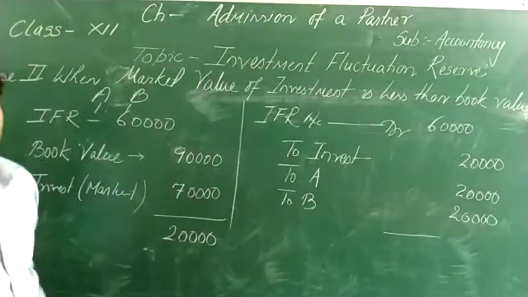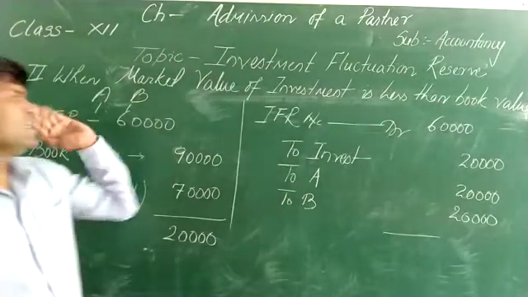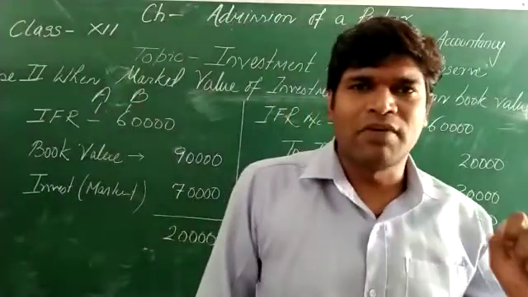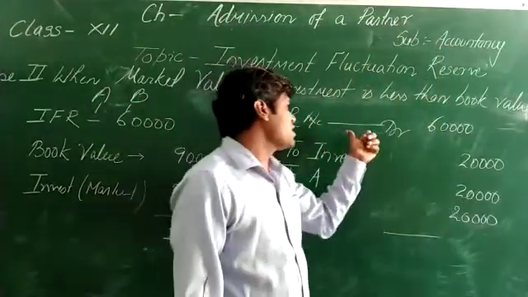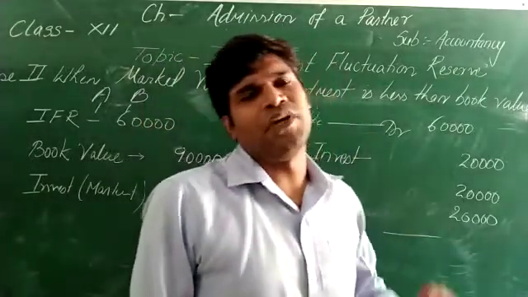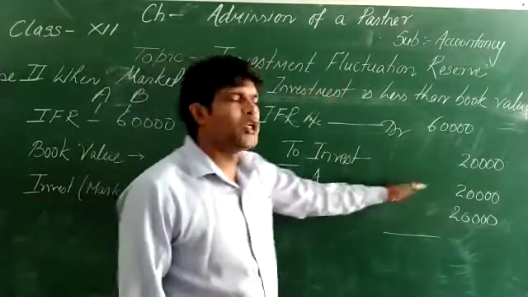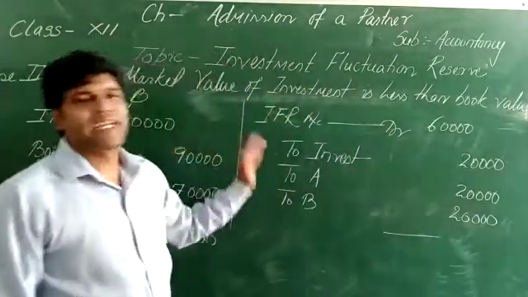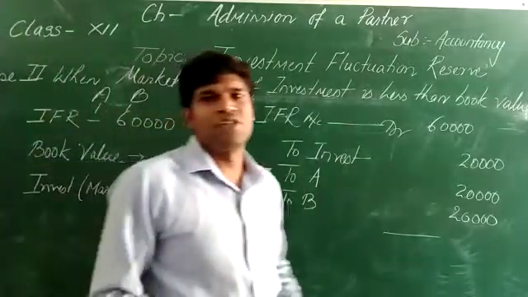So this is the main concept. For the second case, if there is any type of loss on the investment, that will be compensated through the Investment Fluctuation Reserve, and after that the balance amount will be transferred to the old partners in the old ratio. So this is the accounting treatment of the second case of Investment Fluctuation Reserve.